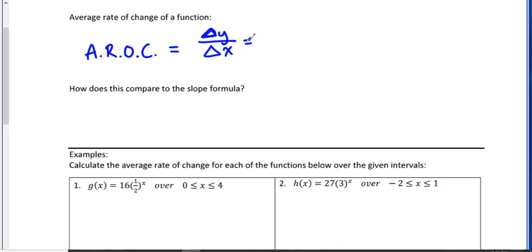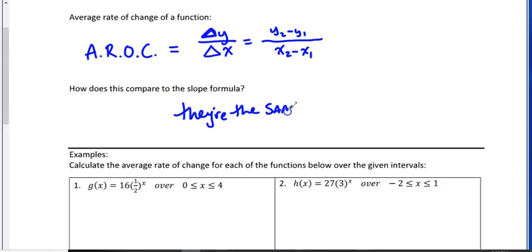So how do we find the change? Well, like change in temperature. Today was hot, this weekend was cold. All right, well, subtract, right? That's how you find change. So we do y2 minus y1 divided by x2 minus x1. How's that compare to the slope formula? They're the same, right? Slope, as we've been saying all along, average rate of change, same concept, different names.